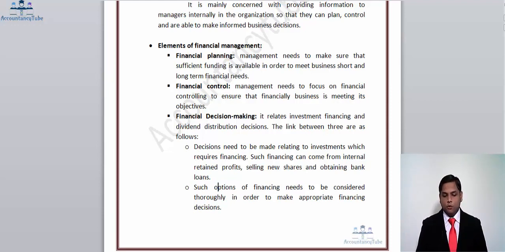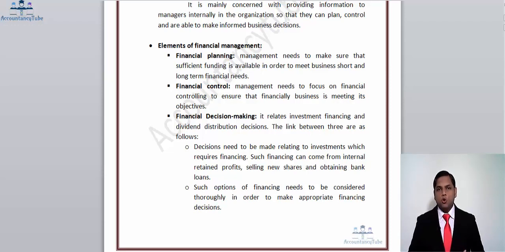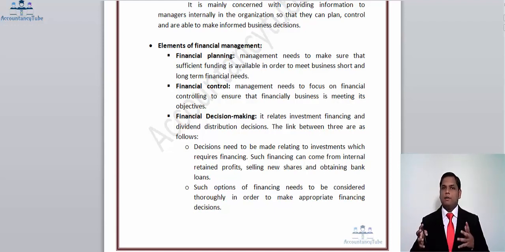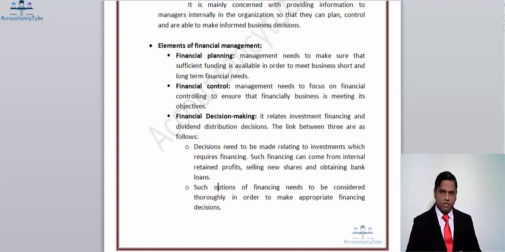After that, we have got financial control. Management needs to focus on financial controlling to ensure that the business is financially meeting its objectives. It is important that management have some sort of control mechanism over the finances so that short and long-term objectives of the business are met. We will be covering corporate objectives and financial objectives in this video towards the end. For now, you need to know that all companies have financial objectives, financial managers are responsible for them, and in order to achieve those objectives, they need some sort of controlling mechanism.